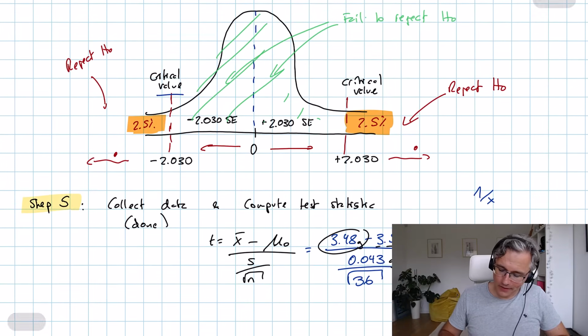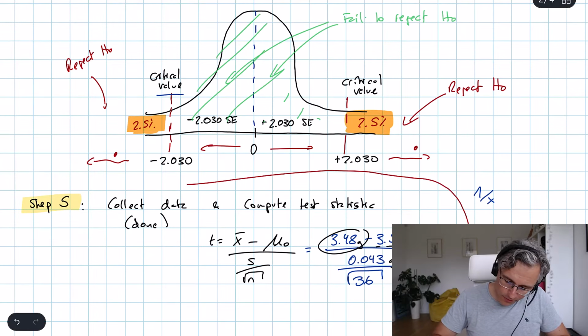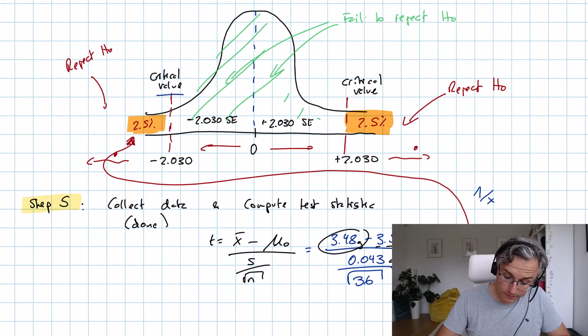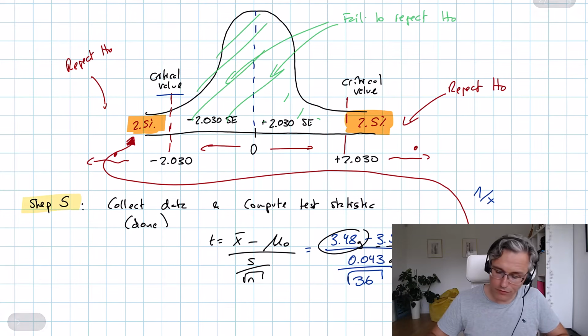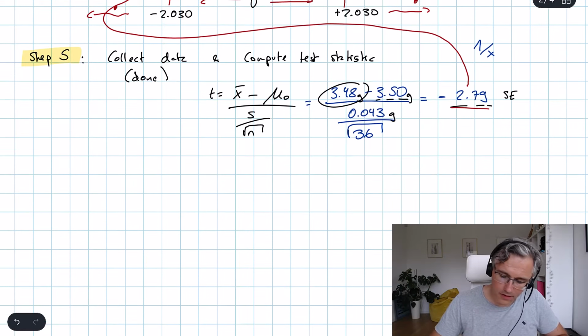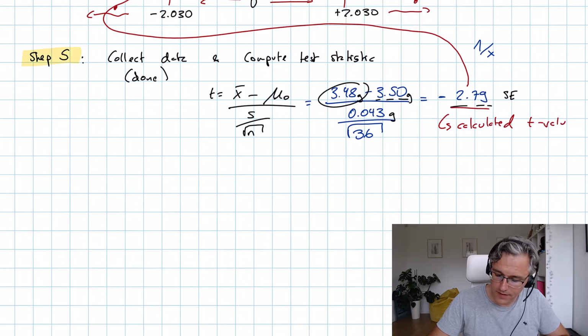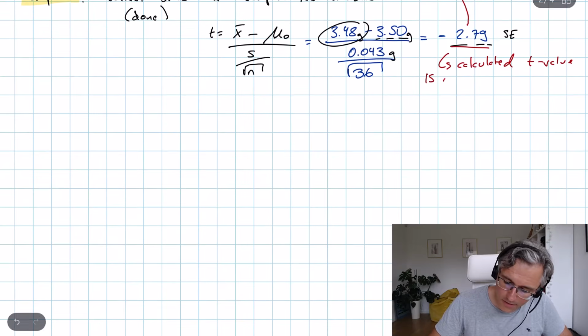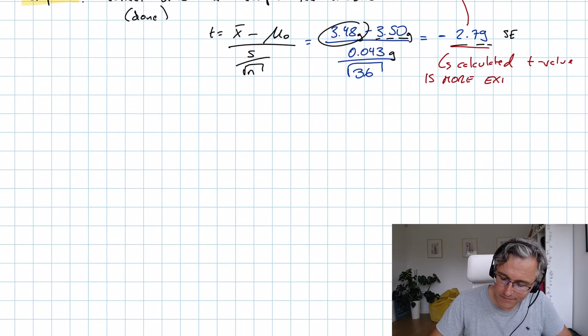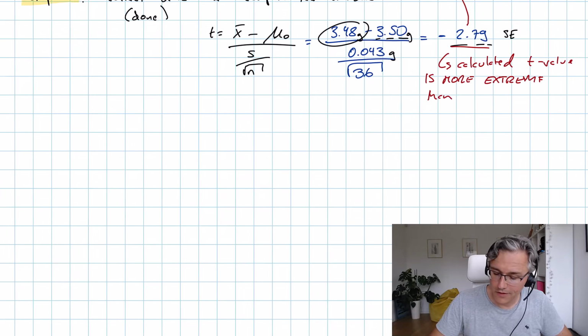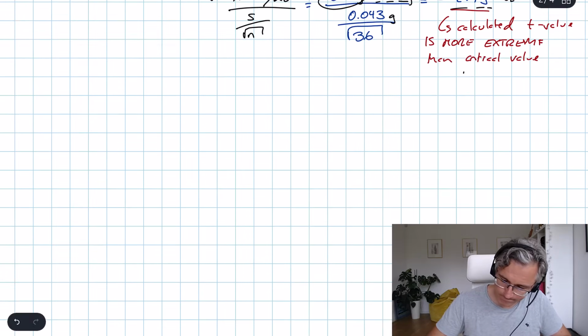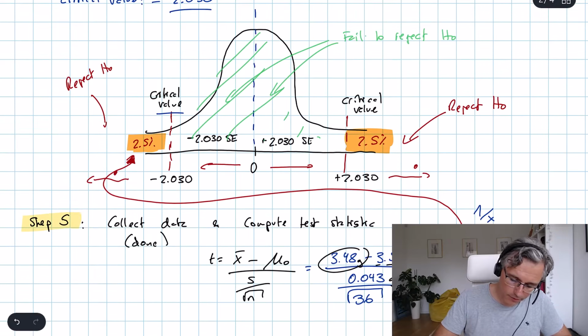Where is it in the sense of our decision rule? This minus 2.79 is all the way here. So our suspicions have proven true. This 2.79, the calculated t-value, the test statistic, is actually more extreme to the left than the identified critical value. So, just like we said previously, we have to reject H0.